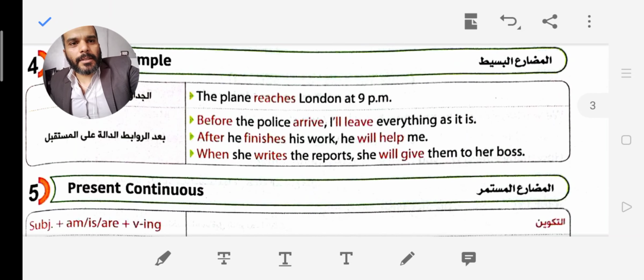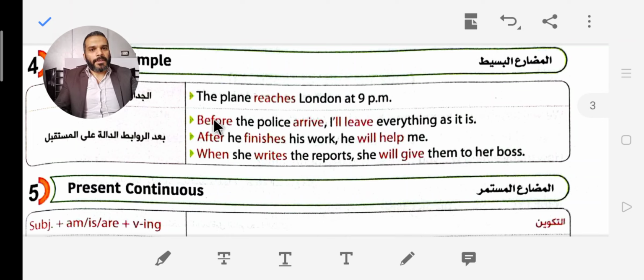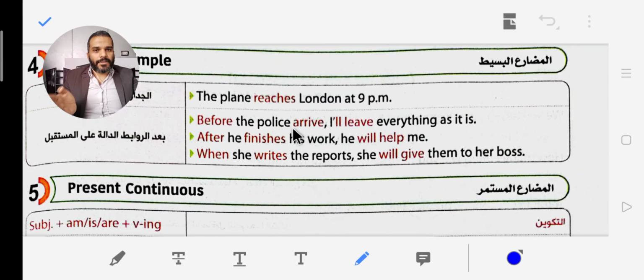We use the present simple tense after time conjunctions or time linkers: before, after, when, etc. We use the present simple tense after these conjunctions if the second sentence is in the future simple tense. Here we have two actions, two tenses: present simple, future simple. Present, future. Okay? Before the police arrive, I will leave everything as it is.